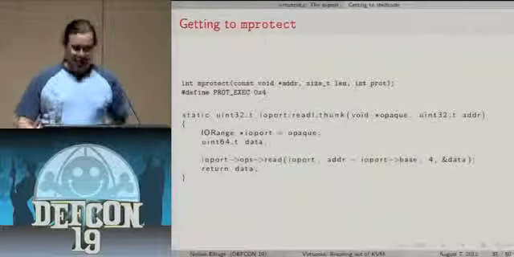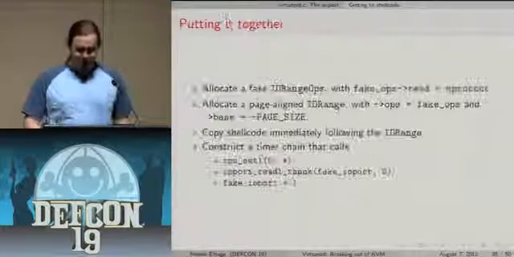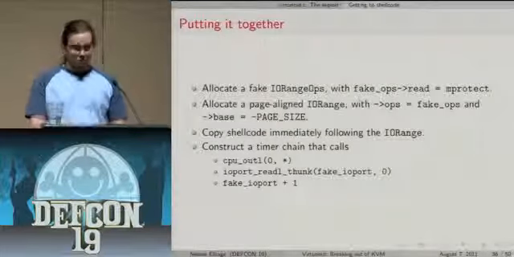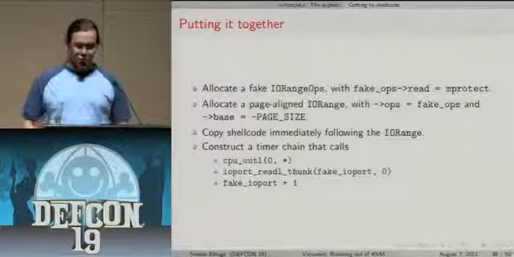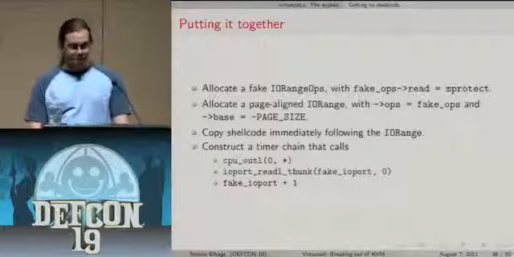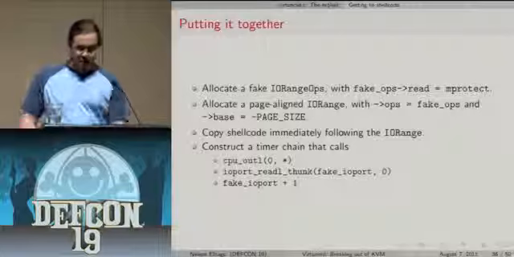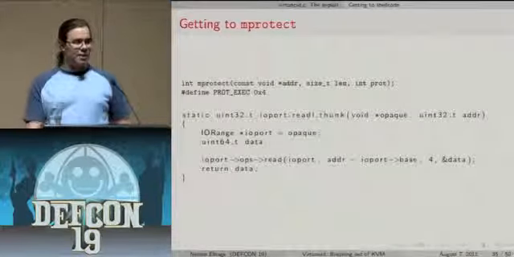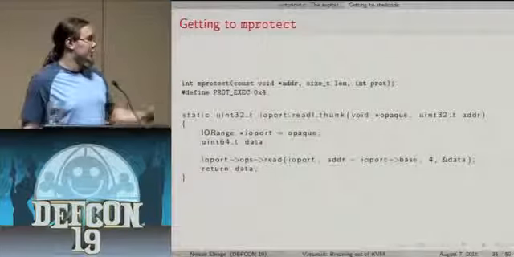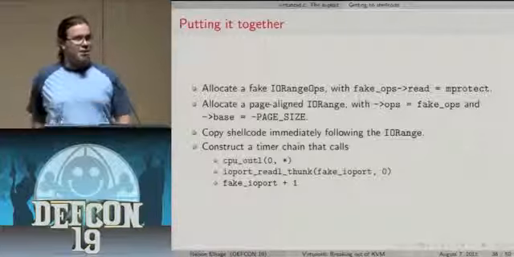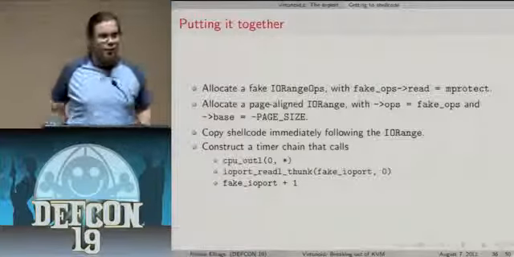All right, so to put the steps together, we need to allocate a fake IO range op struct, which is that operation structure. We need to set the read op to mprotect. We need to allocate an IO range object that needs to be page aligned because we're going to call mprotect on it. And it has ops pointing at fake ops, and base is set up such that that adder minus IO port base computation yields a useful length. And then we're going to copy our shellcode into that same page immediately following the IO range.